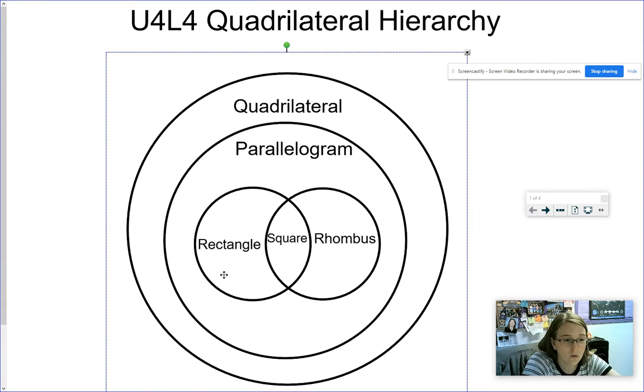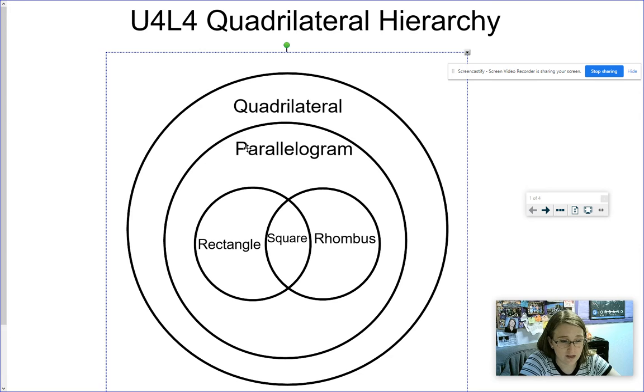Within parallelograms, though, we have rectangles and rhombuses as well. You guys should know how Venn diagrams work. What this means here is some rectangles are also squares, and some rhombuses are also squares. A square is both a rectangle and a rhombus because they share those traits. A square has all of the traits of a rectangle and a rhombus. That's why it's in that overlap section.